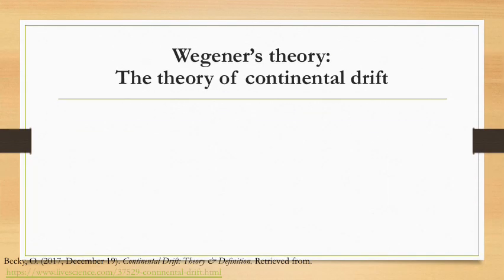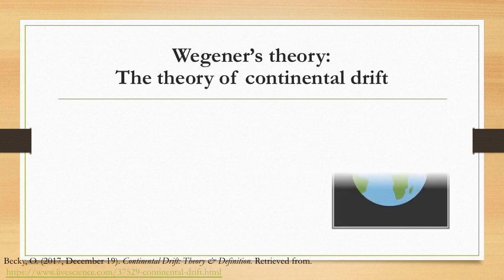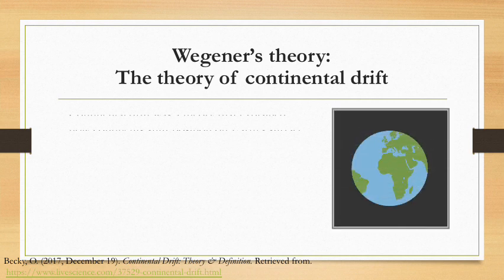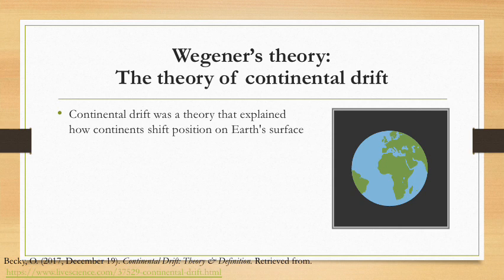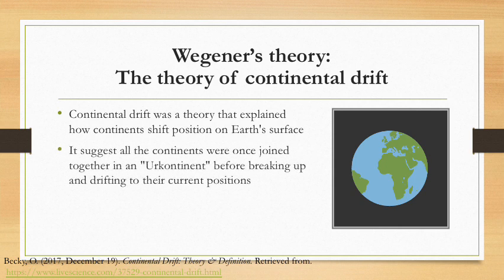Following up, I would like to introduce you to continental drift theory. Continental drift was a theory that explained how continents shift position on the Earth's surface. It suggests all the continents were once joined together before breaking up and drifting to their current position. Generally speaking, around 200 million years ago, all the continents were merged into one supercontinent that separated and moved around, which formed the current positions we can see right now.